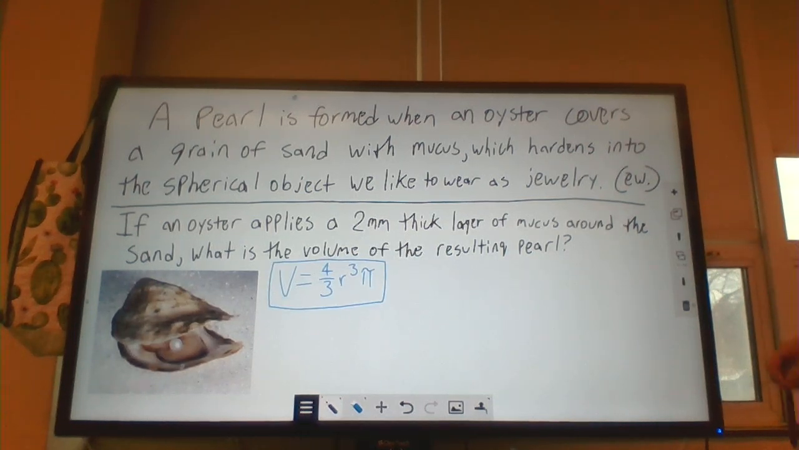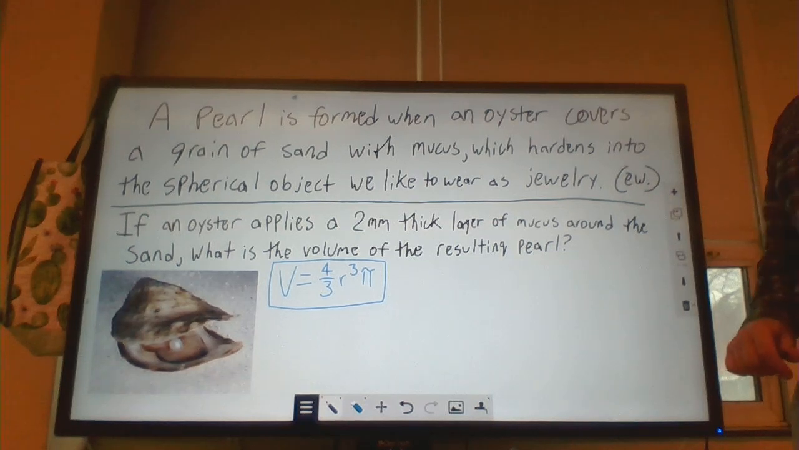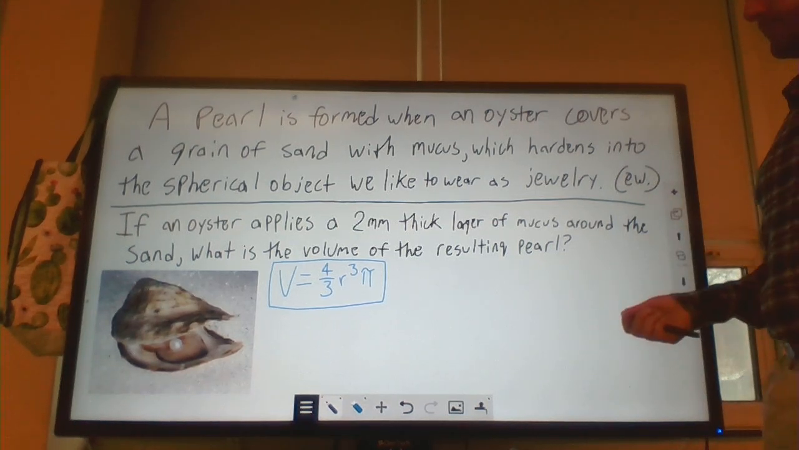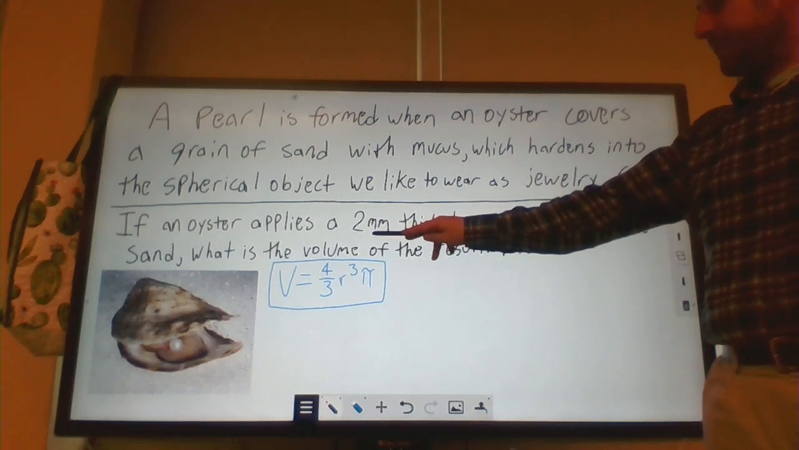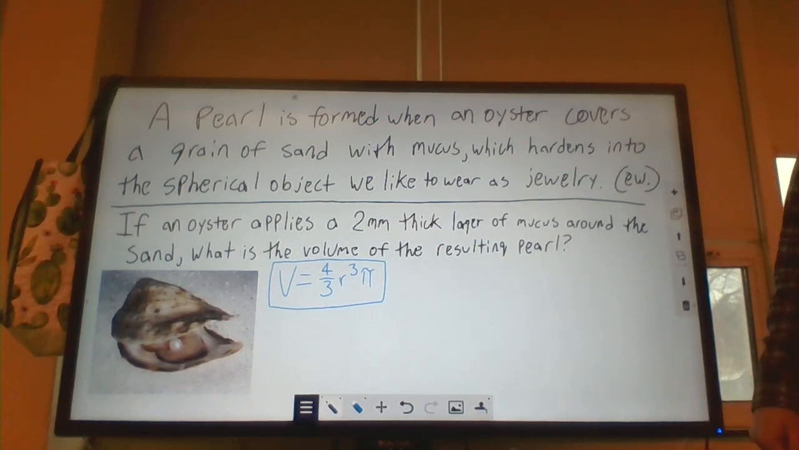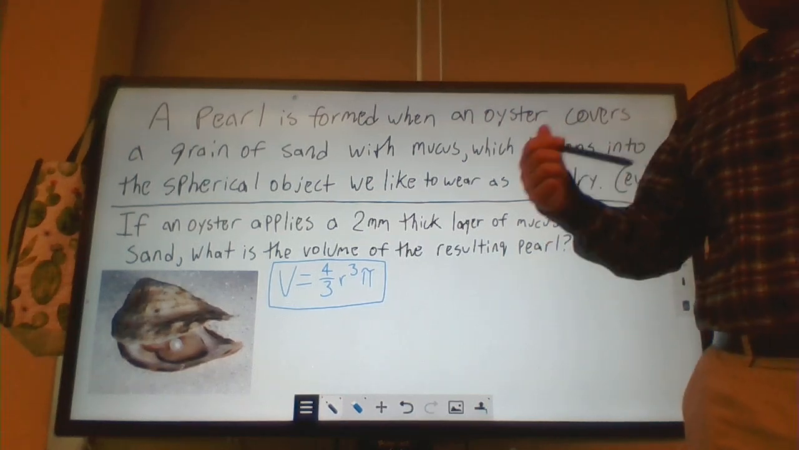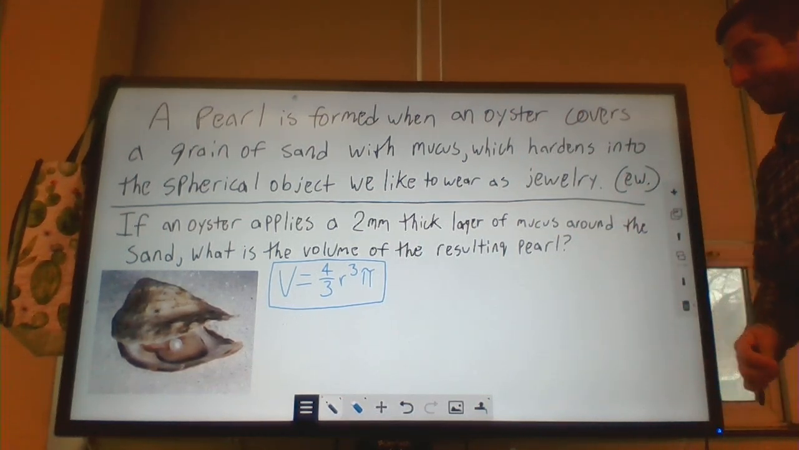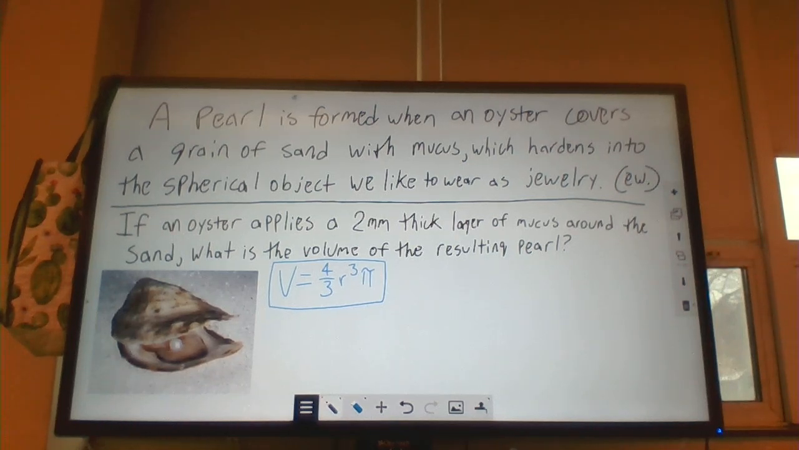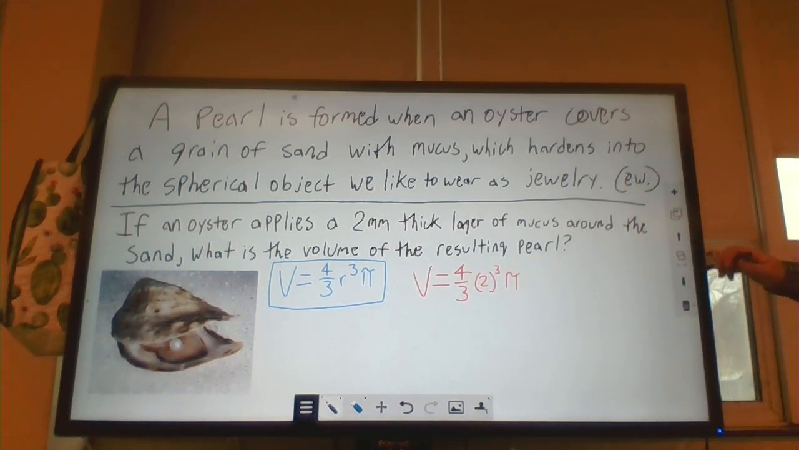So first of all, what formula should we use? We should probably use the one that's based on the radius cubed. The reason why we're starting with the radius cubed is because the 2 millimeters of thickness is a radius. And we know this because it says that it's around the grain of sand, meaning the grain of sand is at the center. Therefore, if we plug in that 2 millimeters, we're ready to set out to find V.